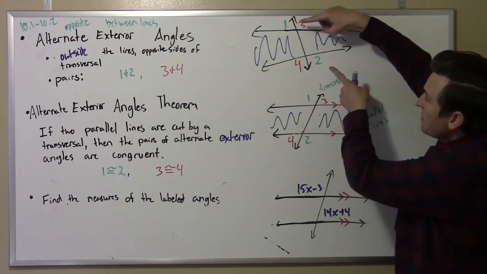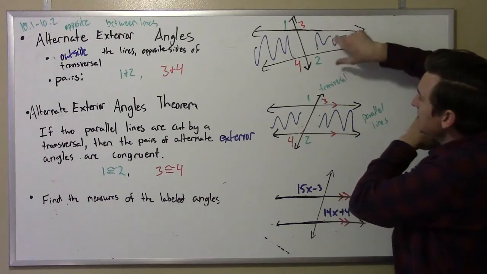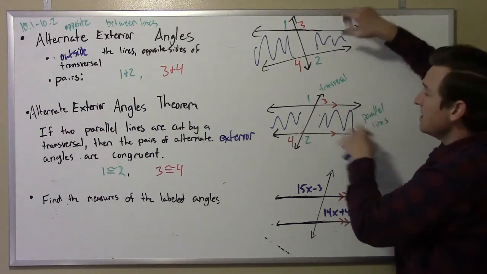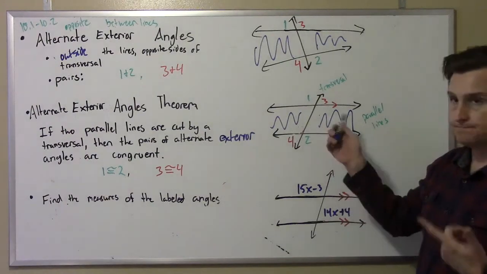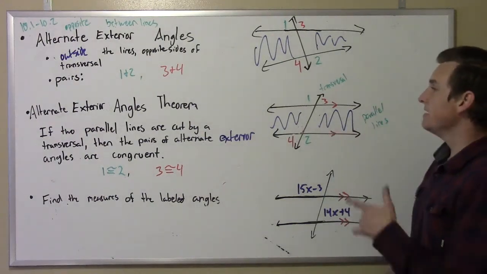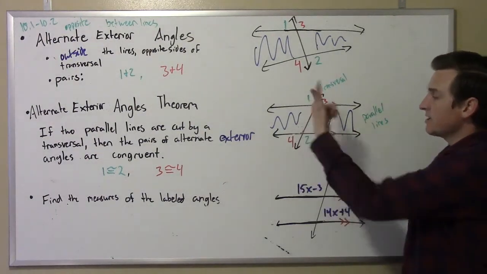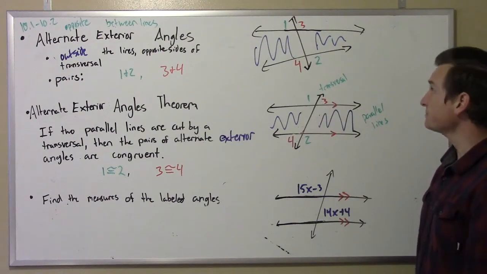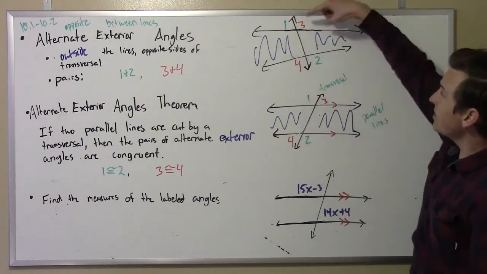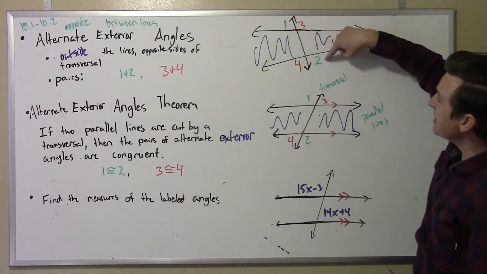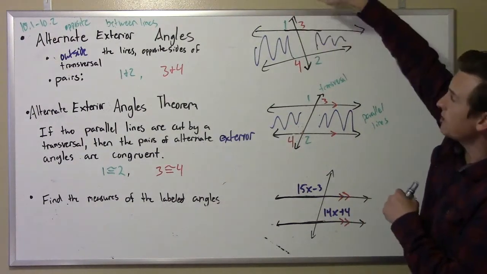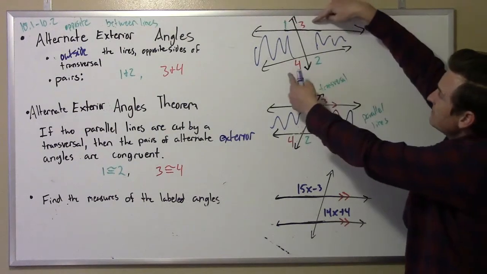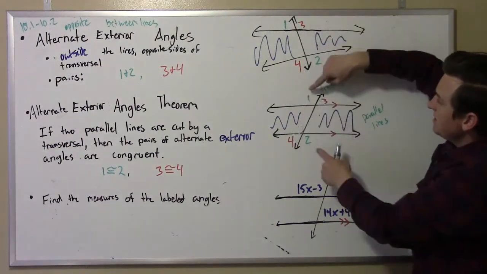So whether you have parallel lines here or not parallel lines, you can still have alternate exterior angles. But when the lines are parallel, then it happens to be that these are congruent to each other, which is kind of cool. So again, alternate means opposite sides of the transversal, and also opposite this way and opposite this way over here. So these two and these two.